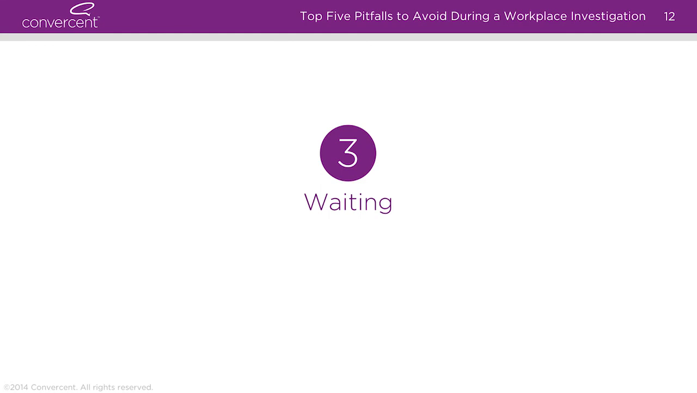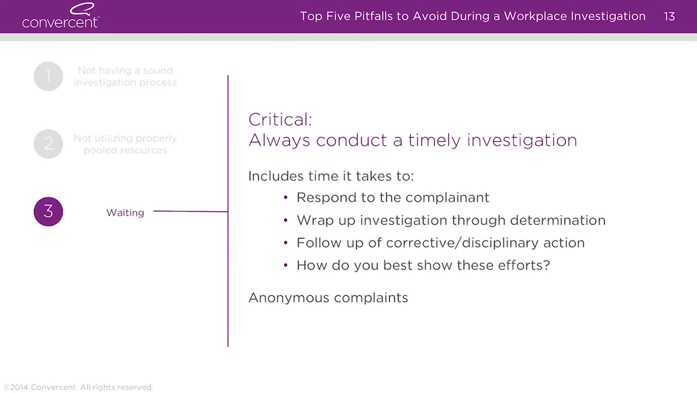Third pitfall is waiting. Waiting is a big one. We must always conduct a timely investigation. One of the biggest things that companies get nailed on is timeliness, particularly related to complaints that statutorily require an investigation. So looking at whistleblower complaints and Title VII complaints, among others. When you have those statutory complaints or complaints that may violate federal law, timeliness is one of the first things they look at. This not only includes how quickly you respond to the complainant, it's how long it took to wrap up the investigation through determination and corrective or disciplinary action.